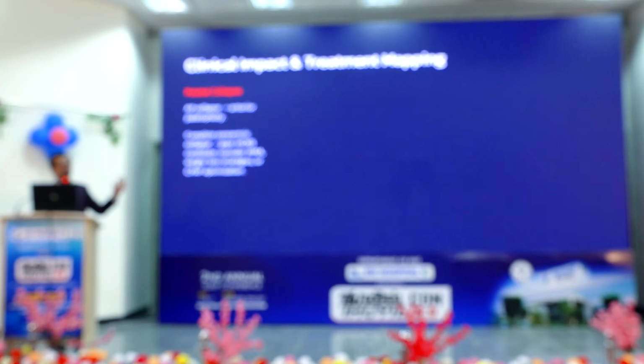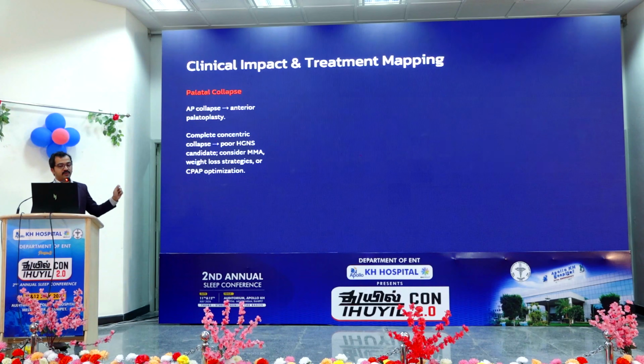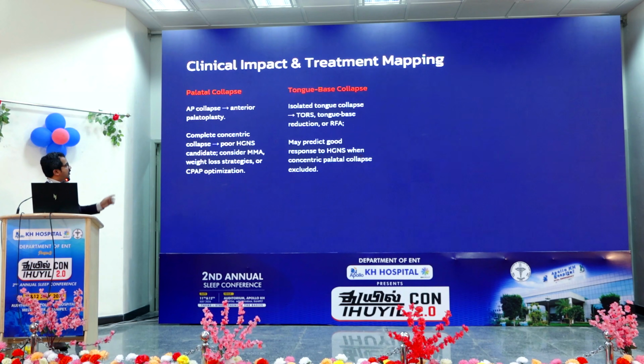So these findings have a clinical relevance also. For example, if you are seeing a palatal collapse that is antero-posterior, usually seen in young males and simple snoring patients, and you take the patient for a cautery assisted palatal stiffening operation or a simple anterior palatoplasty, you will have a good success rate of around 80%. And if you are seeing a complete concentric collapse, again like I said, these are poor candidates for hypoglossal nerve stimulation.